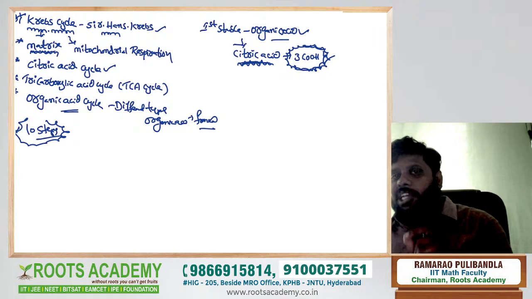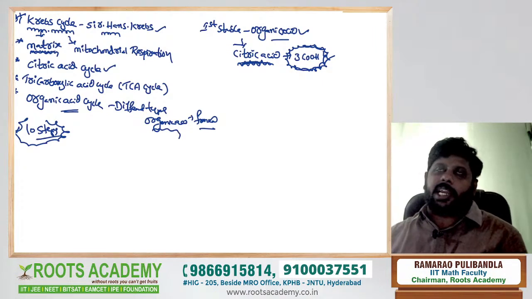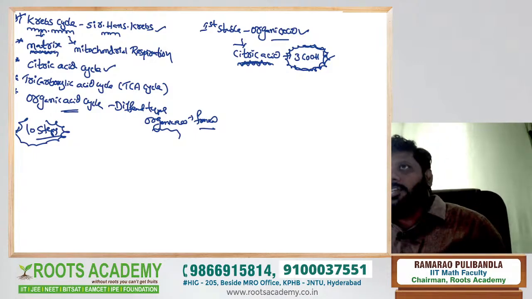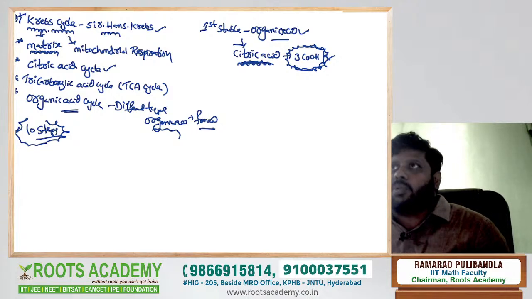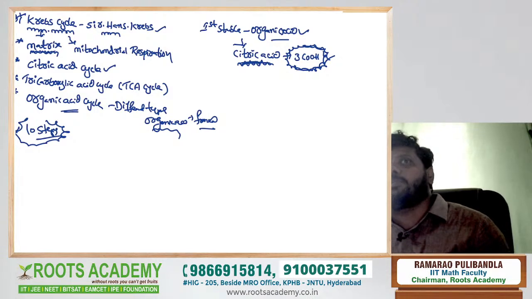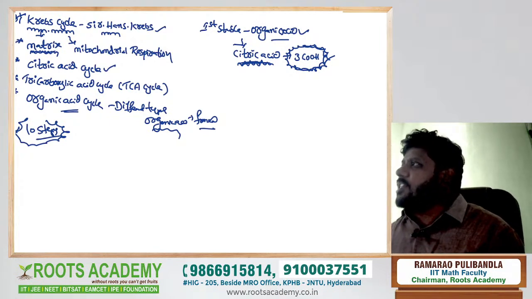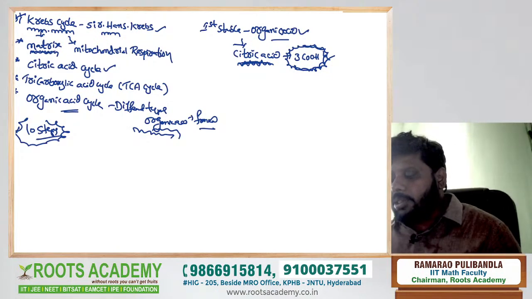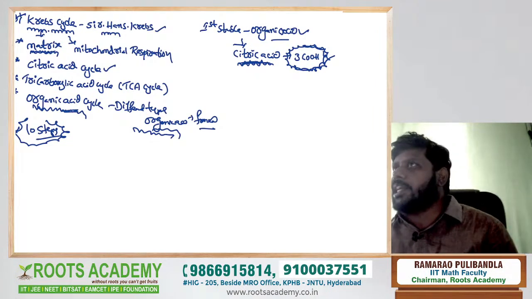In every step, an organic acid is formed, for example citric acid, cis-aconitic acid, isocitric acid, alpha-ketoglutaric acid, succinyl coenzyme A, succinic acid, fumaric acid, malic acid, oxaloacetic acid. In every step one organic acid is formed. That's why different types of organic acids are formed in the Krebs cycle, and it is considered the organic acid cycle.